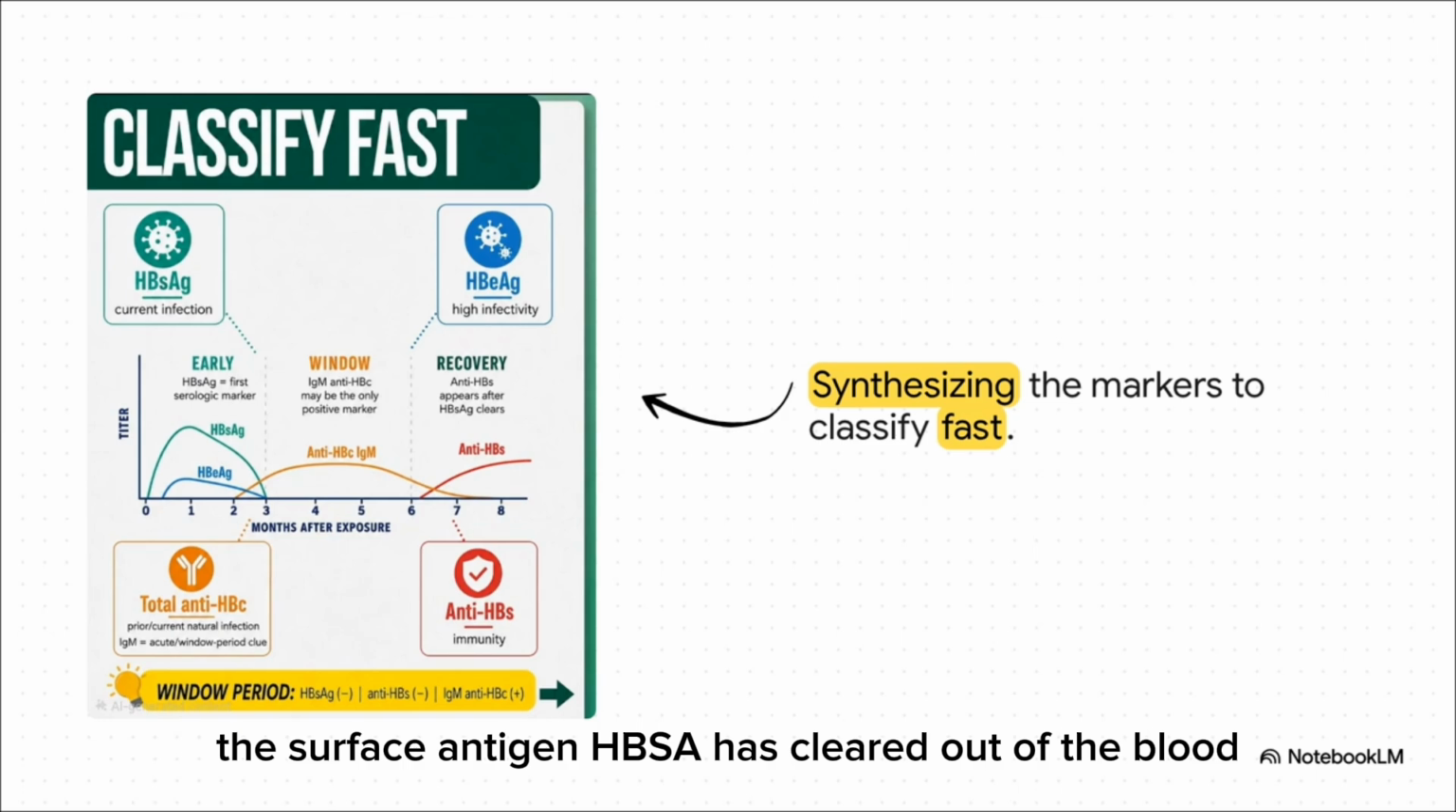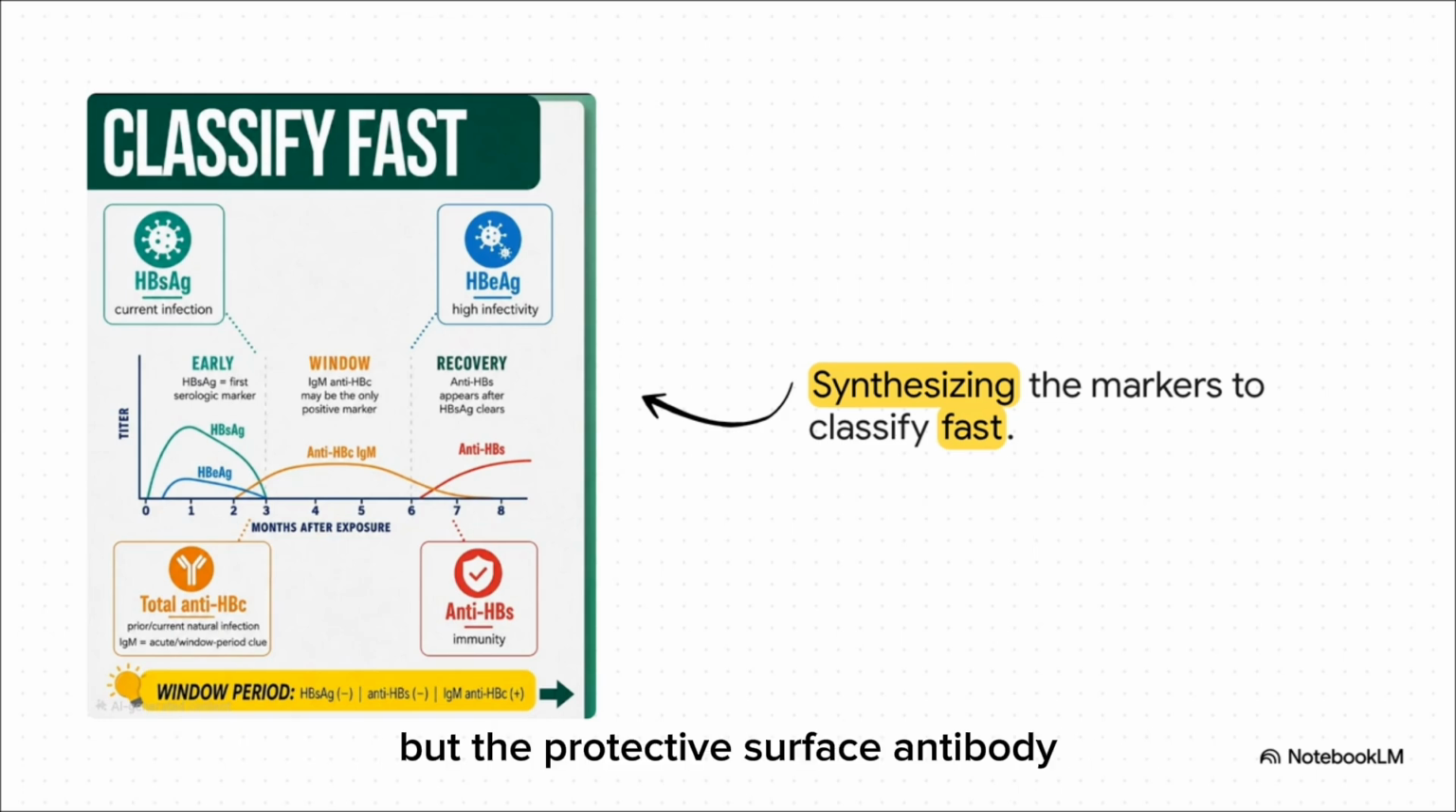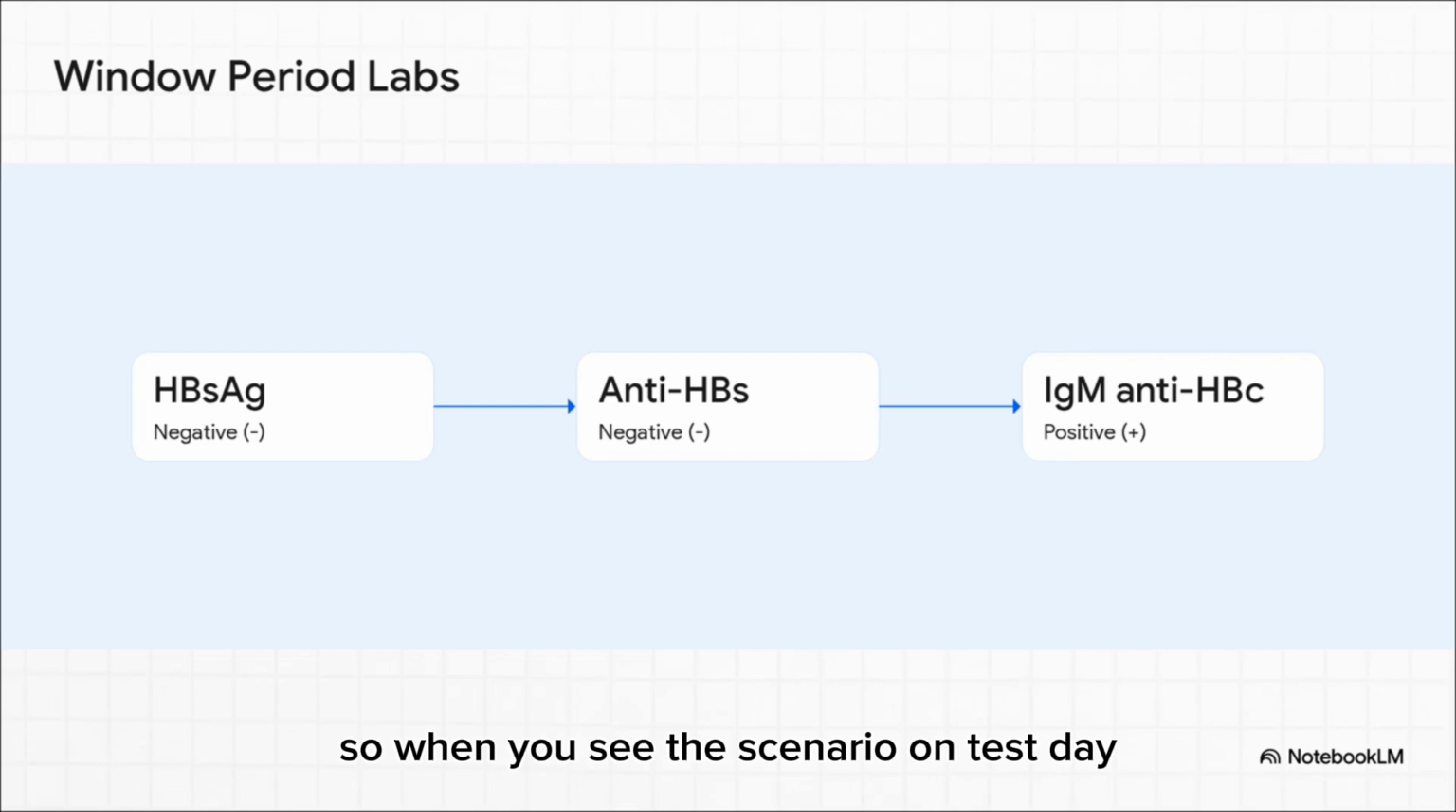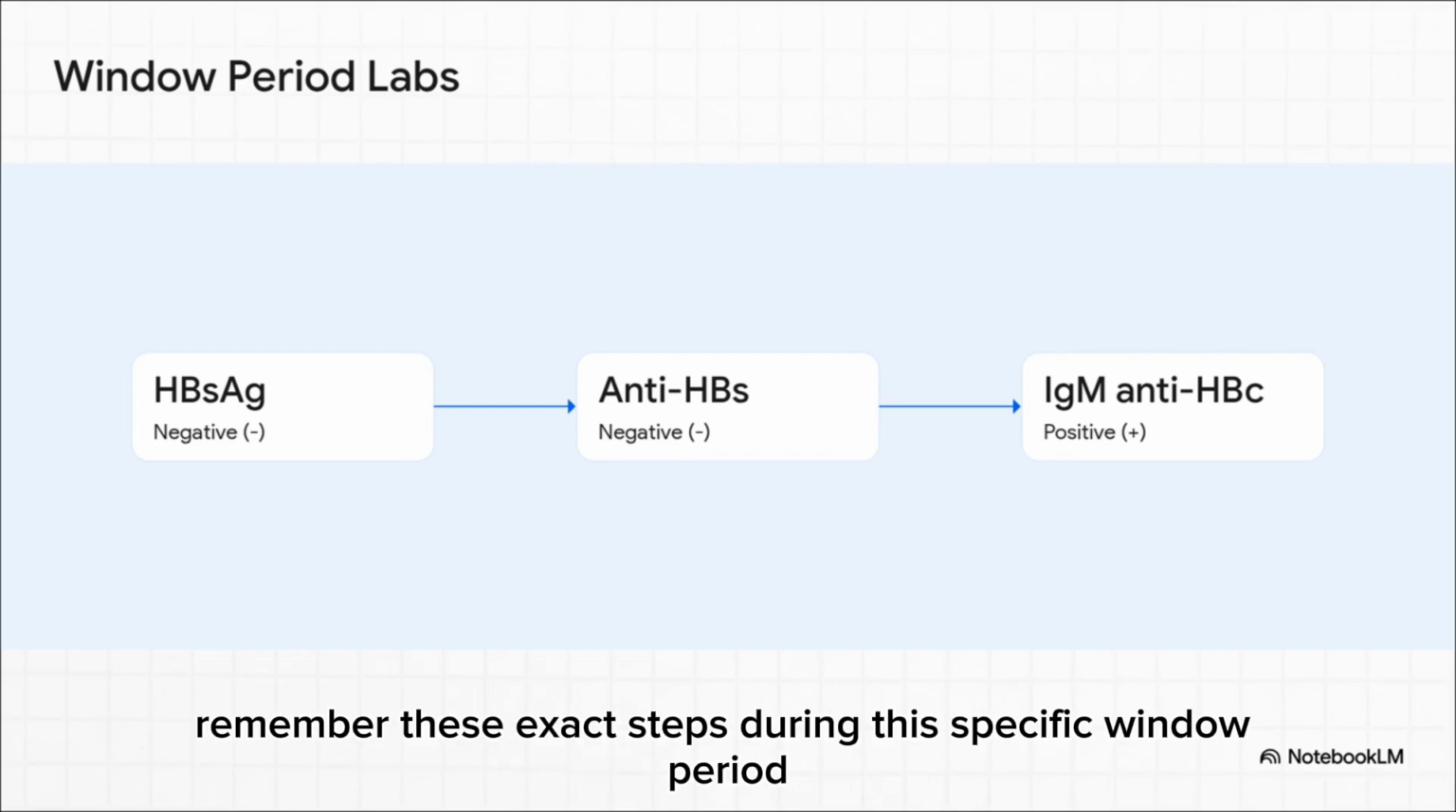The surface antigen, HBsAg, has cleared out of the blood, but the protective surface antibody, anti-HBs, hasn't actually shown up yet. If you only tested for surface markers right here, the patient would look completely negative, and you would totally miss the infection. So when you see the scenario on test day, remember these exact steps.